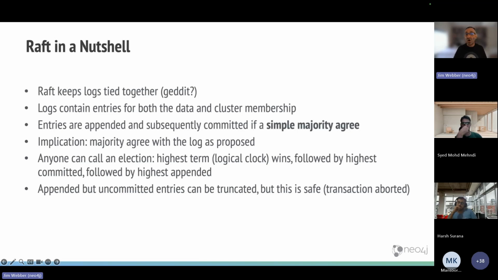By the way, there are other systems. If you're interested in the work of Heidi Howard, for example, at Microsoft Research, she's done a bunch of really cool work on agreement with a minority of participants. But Raft takes the simple approach. So the simpler thing is, if the majority agree, we know the log is correct so far, and we can inductively continue. Anything that's applied is at risk, waiting for a majority to confirm it. But once something's committed, it's in the log forever.